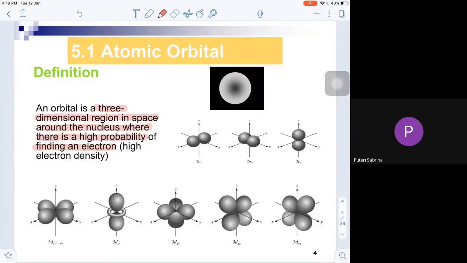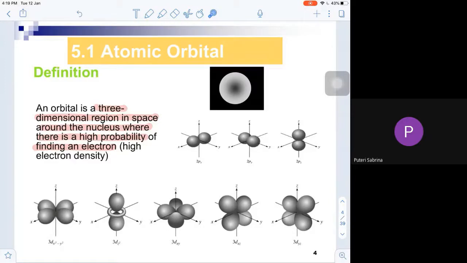We know that the atom is 3D, right? We have an x-axis, y-axis and z-axis: front and back, up and down, left and right. That is 3D space, 3D region. So if we have a nucleus at the center, the orbital is like the room for the electron, because this is the space around the nucleus where there is a high probability of finding the electron. So the electrons will be in this 3D space around the nucleus.